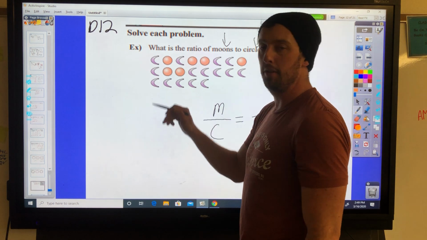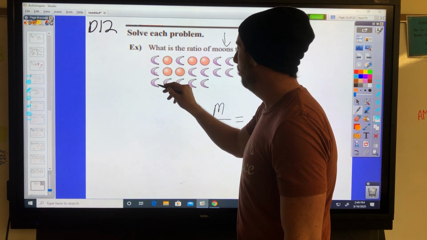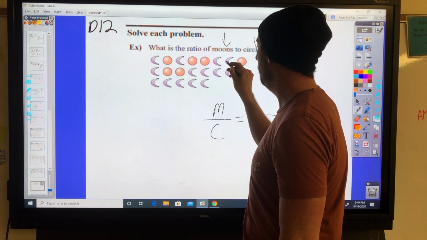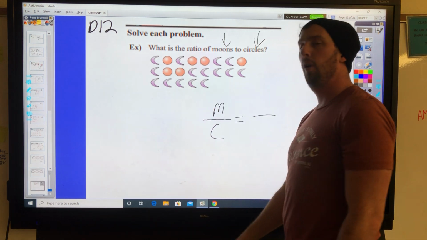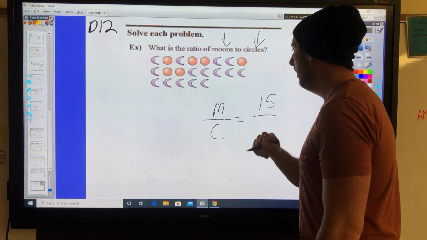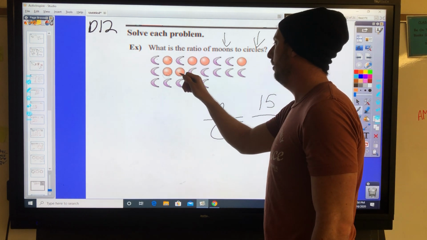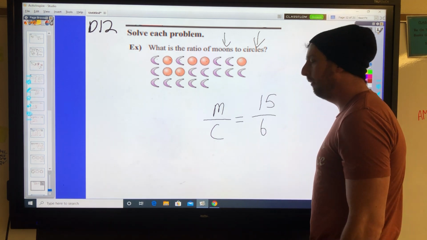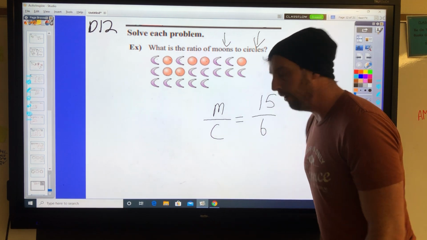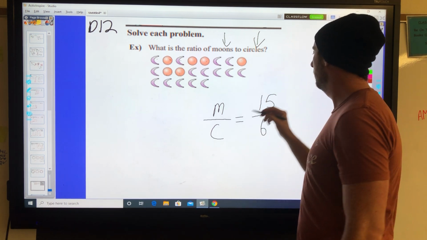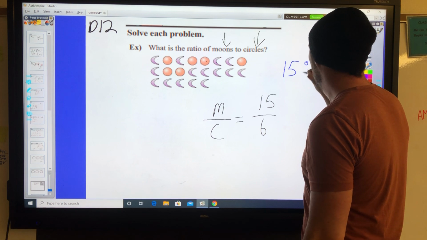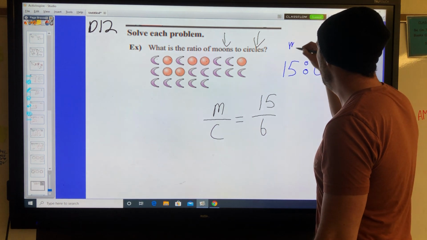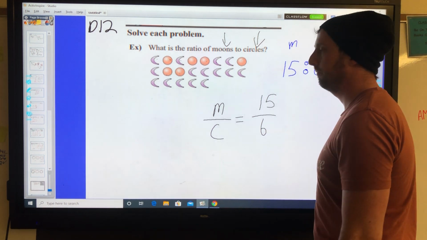All right, so I like to usually just put a dot on the ones I already counted. 1, 2, 3, 4, 5, 6, 7, 8, 9, 10, 11, 12, 13, 14, 15. So how many moons? We have 15 moons. And how many circles? 1, 2, 3, 4, 5, 6. Your ratio of moons to circles is 15 to 6. You can also display it as 15 colon 6. It's the same thing, okay? 15 moons to 6 circles.